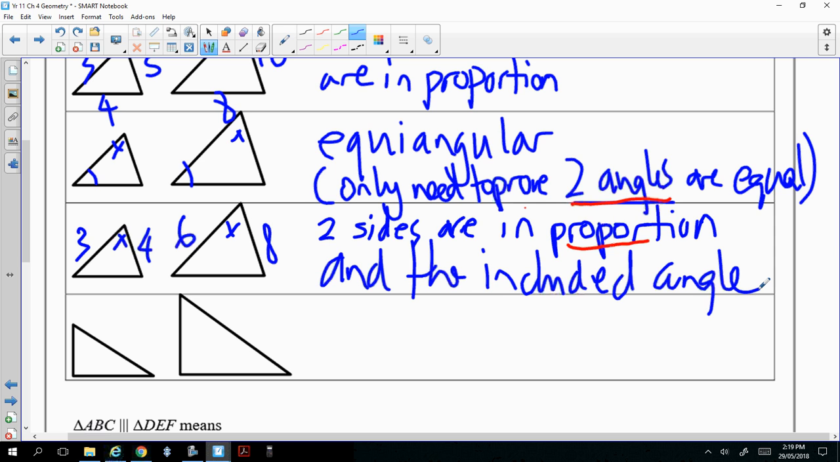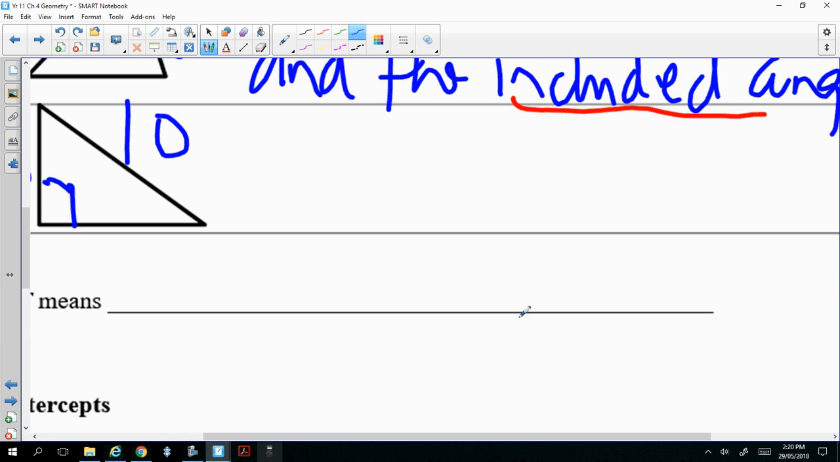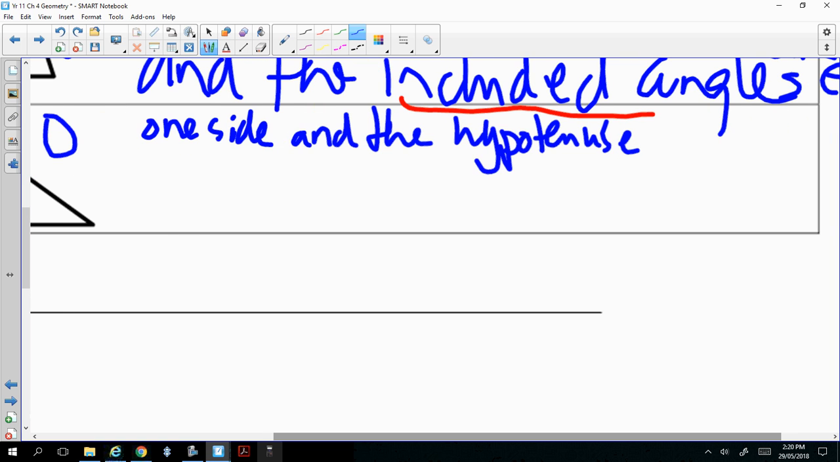Like that. And the last test, which really rarely gets used, but you still need to know, is they're both right angle and the sides are in proportion and the hypotenuse are in proportion. Okay? So you can just write it. Let me try to write it. So two sides and one side, the hypotenuse of one right-angled triangle is proportional.